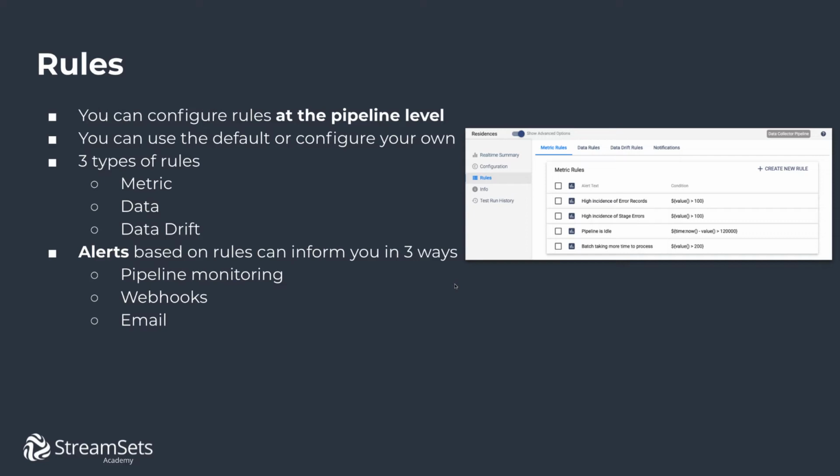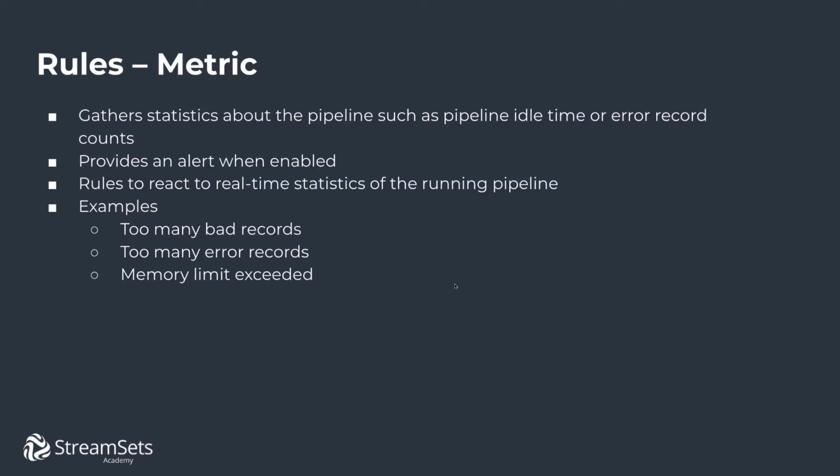As we said before, the alerts are based on rules. These rules trigger the alerts, and they can inform us in three ways. First, we can be informed by monitoring the pipeline. That is to say, we can go to the UI and monitor it. Second, there are webhooks which can be set up and make a webhook call. Third, we can also send emails when the rules are triggered. Now it is time to go into each of the rules and get more detail about it.